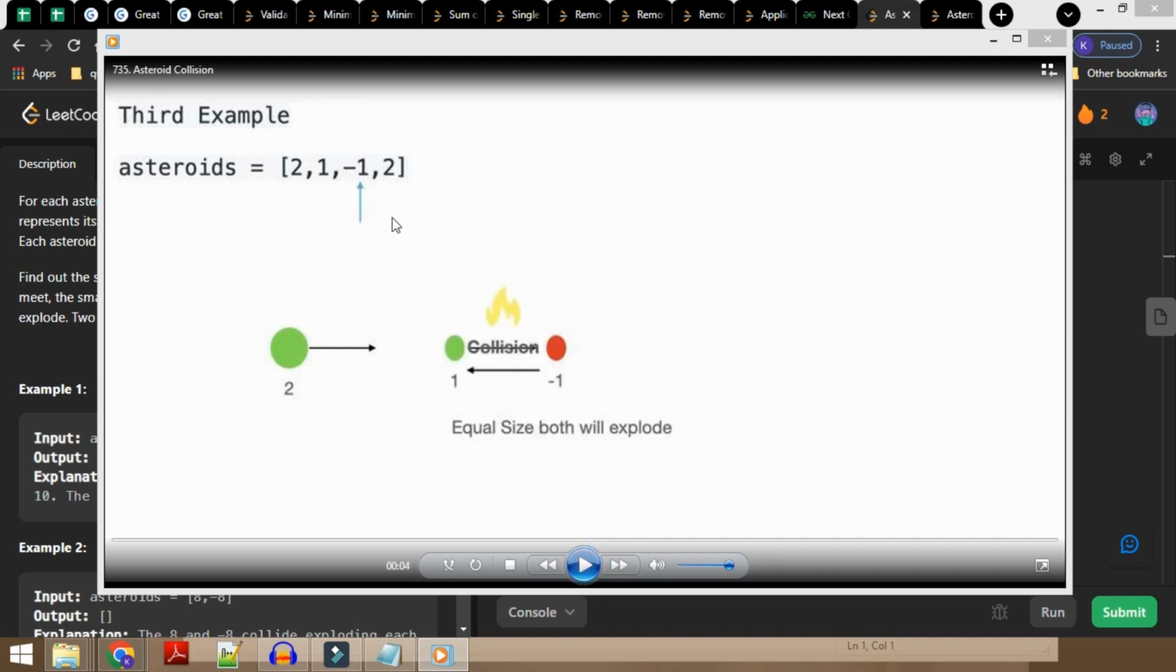Okay, so the only case we have to work upon is when we have something positive coming in and then something negative. Firstly it has to be positive and then the negative has to come. Only then we have to check the condition. Because if one is moving in the positive x and one is moving in the negative x, only then are they going to collide.